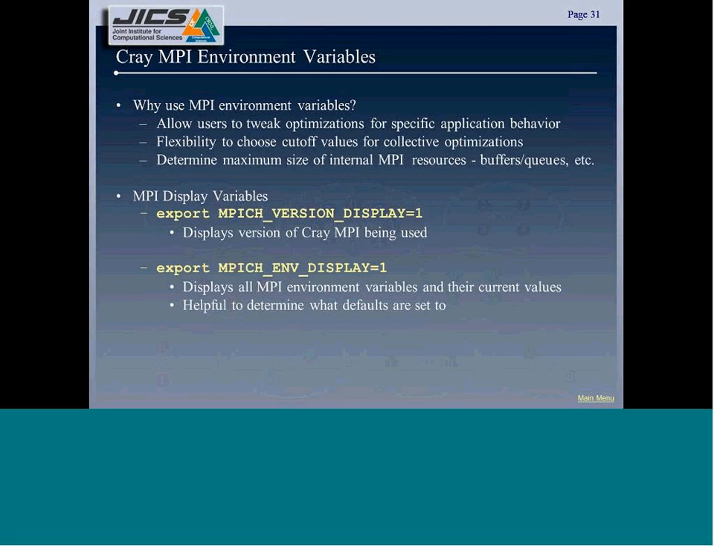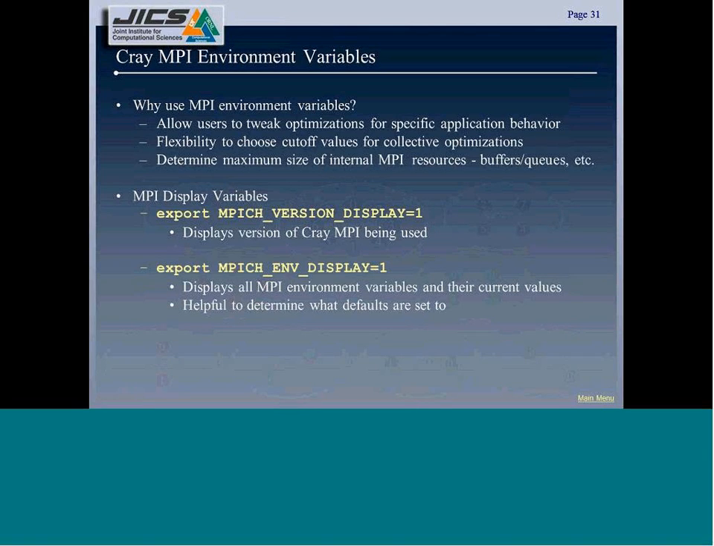So I also wanted to talk a little bit about MPI hints and tips. I think it's some environment variables. But let's talk about the Cray environment variables that I'm familiar with. So why do we want to use an MPI environment variable? Well, it allows you to tweak optimizations for specific application behavior.